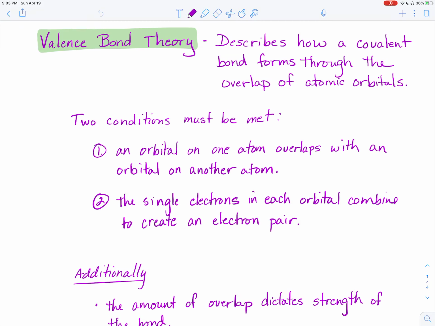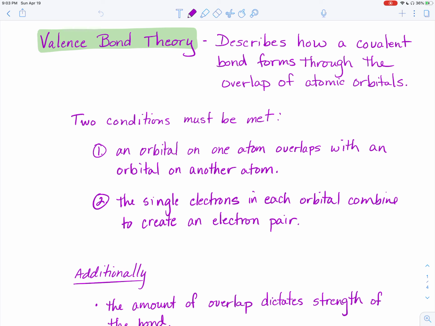In this video, we're going to look at a theory called the valence bond theory. Essentially, this describes how a covalent bond forms through the overlap of atomic orbitals. In order for a valence bond or a covalent bond to be created, there are two conditions that must be met. First, an orbital on one atom must overlap with an orbital of another atom.